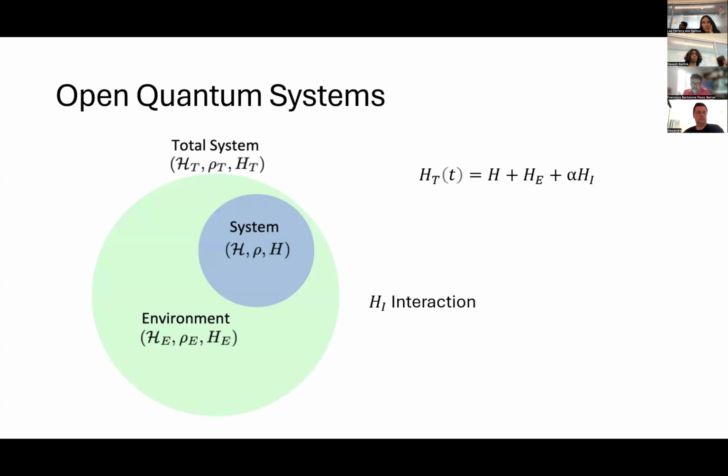Now we can look at open quantum systems. In an open quantum system, the principal system is surrounded by an environment, or what's called a thermal bath. Together they make up what we call a total system. We can see the total system is made up of the Hamiltonian of the principal system, the Hamiltonian of the environment, and this term alpha h of I, where h of I is the Hamiltonian of the interaction, and alpha refers to the amplitude of that interaction, so the strength of the interaction between the system and the environment.